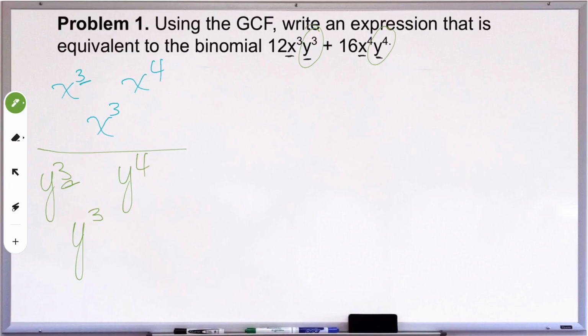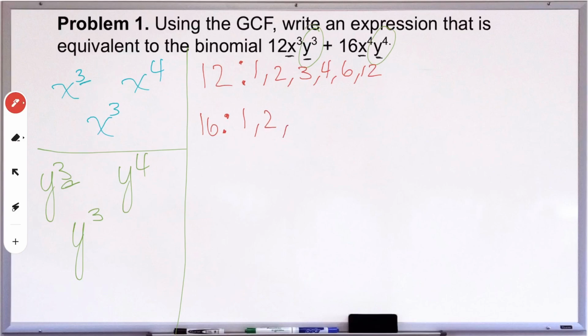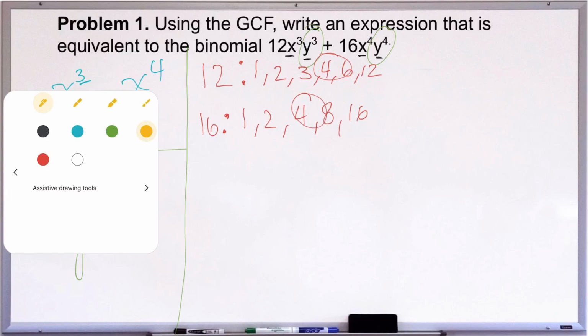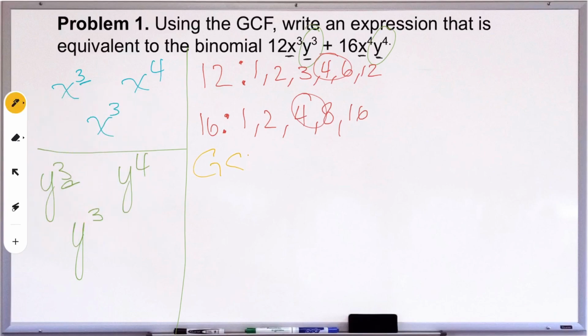And on to our coefficients. So we have 12 and we have 16. The factors for 12 are 1, 2, 3, 4, 6, and 12. I'm sorry if I'm moving too fast, but we've been doing this for over a week, so we need to get the hang of it. And our factors for 16 are 1, 2, 4, 8, and 16. The GCF between the two is 4 because it is the highest number you can divide both by. So I'm going to take note right here, GCF equals 4.